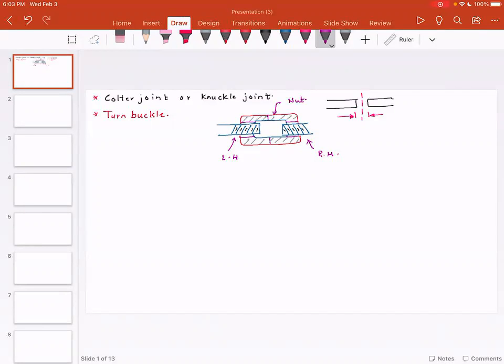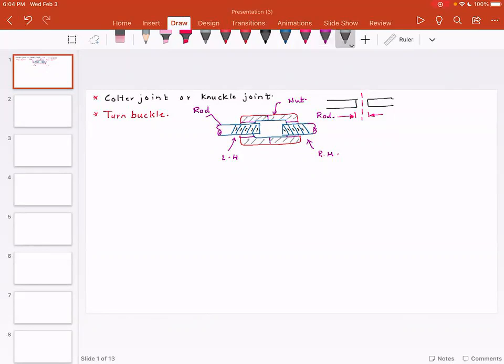Whether you rotate the nut in the clockwise direction or counterclockwise direction, these screws on the left hand side and on the right hand side, they advance or retract. And then you have your rods over here. So this is the rod on the left hand side, this is the rod on the right hand side. And in turnbuckle design, what we want to do is we want to find out the dimensions of the screw, dimension of the rod, dimension of the nut.